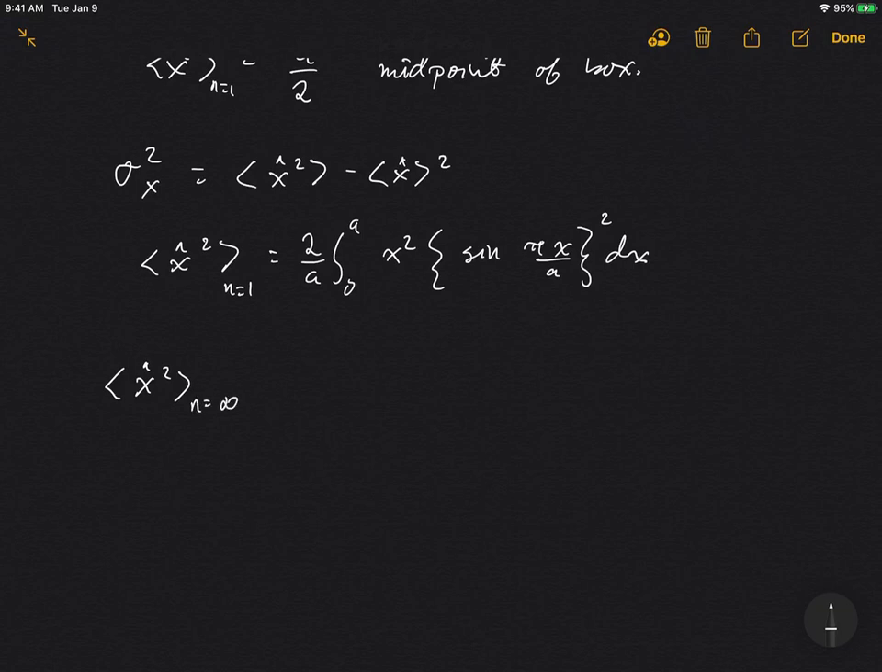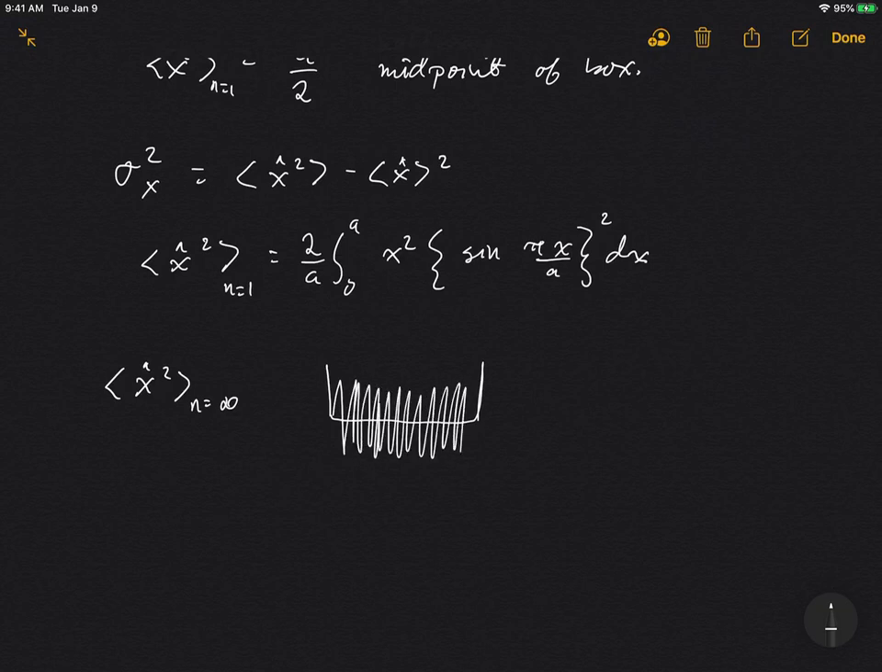Let's look at the n equals infinity case. So n equals infinity, you can think of the wave function as having an infinite number of nodes where the wave function passes through 0. So it's got an infinite number of waves packed into that space between x equals 0 and x equals a. So graphically, it's going to look like just this infinite number of waves. Now, if we blur our eyes for a second, or just squint at this a little bit, it looks kind of like the probability density is constant over this range.